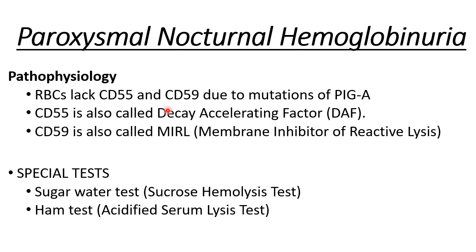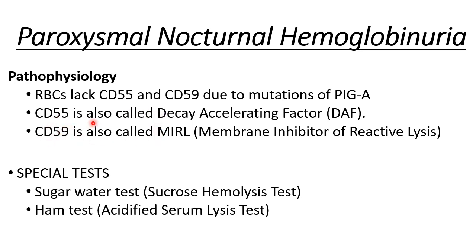The next test that we will discuss is for PNH or paroxysmal nocturnal hemoglobinuria. As an overview lang, in this type of condition, the RBCs have deficient levels of your CD55 or yung DAF. DAF means decay accelerating factor. Ang CD59, MIRL yan, or the membrane inhibitor of reactive lysis. Always remember 55-59 DAF MIRL.